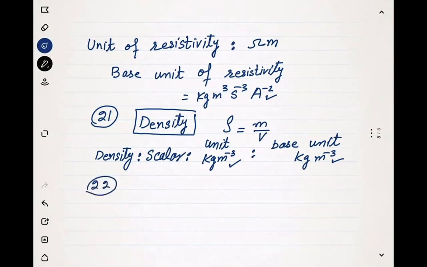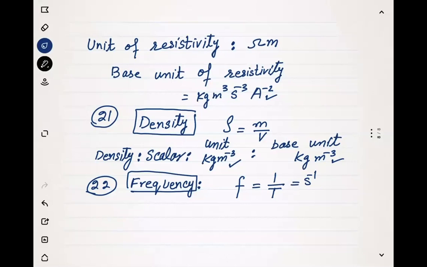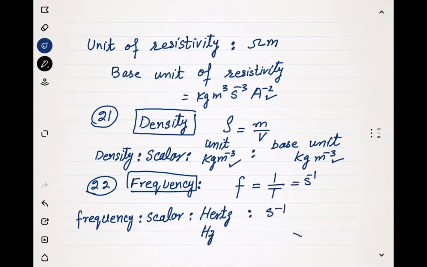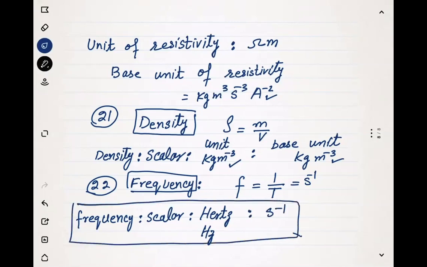Quantity number 22 is frequency. Frequency is actually 1 over time period. So its unit will become second inverse. So I must say that frequency, which is a scalar quantity, has a unit of hertz, and base unit of second inverse. Hertz represented by Hz is its unit, and its base unit is second inverse. So these are the units and base units of the quantity frequency.